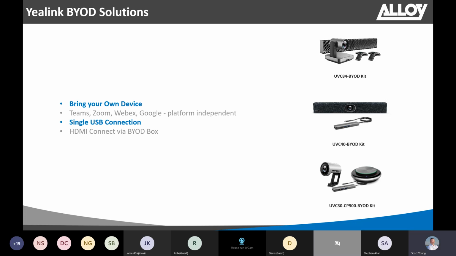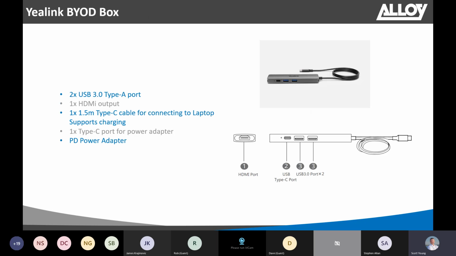Now, when we're talking about the BYOD box, for example here, we're talking about a device that allows us to plug a single USB-C cable into our computer and utilize the camera and audio devices in that room. Now, on these BYOD boxes from Yealink, what we have is a couple of USB ports for our USB peripherals. So that might be our UVC 84 USB camera. It might be our CP900 USB speakerphone. And then the BYOD box also has a HDMI port on this unit that can connect to our front of room display.